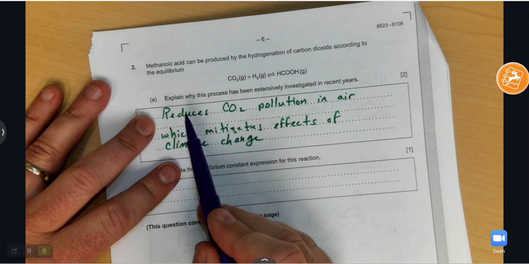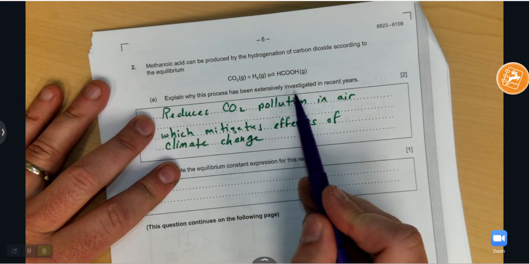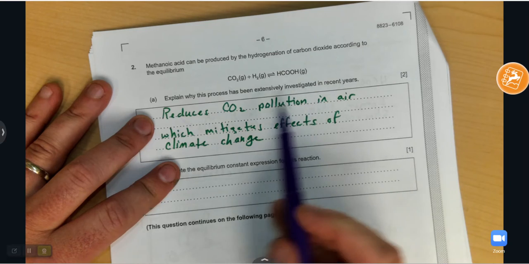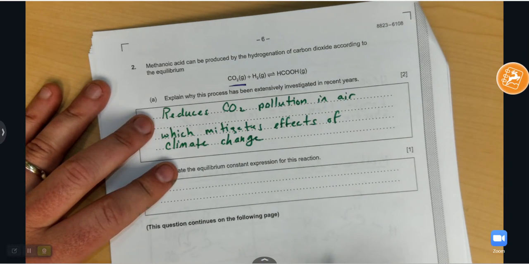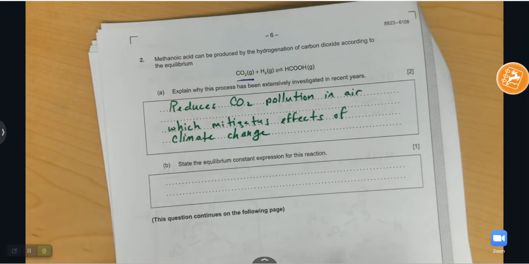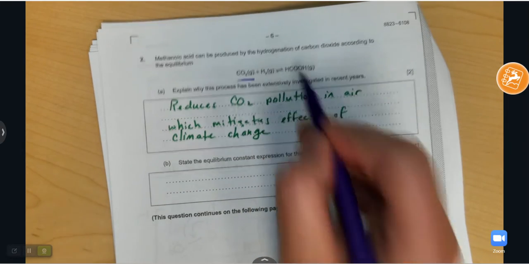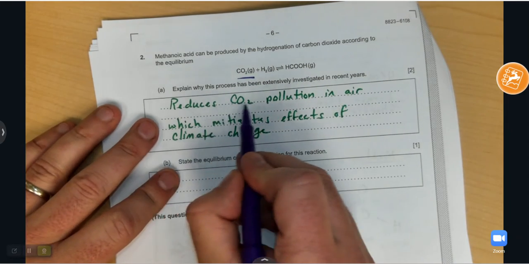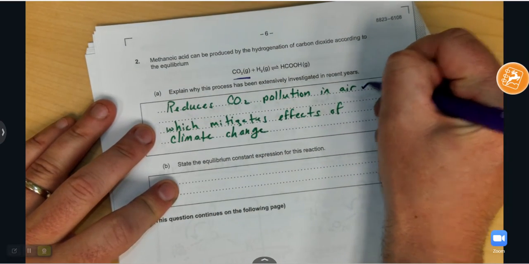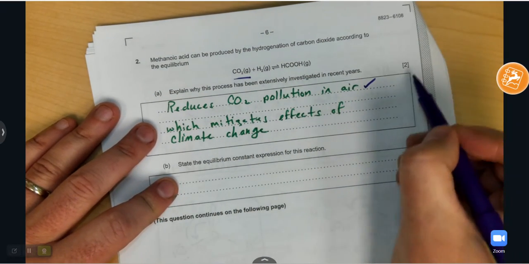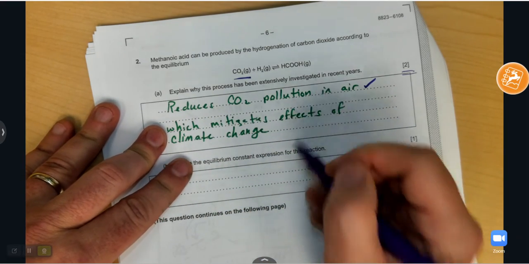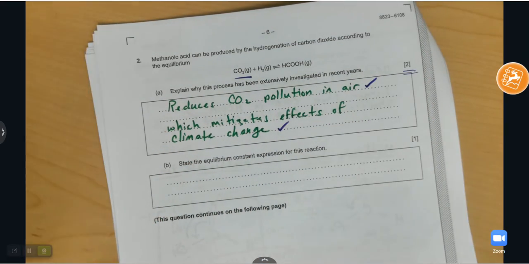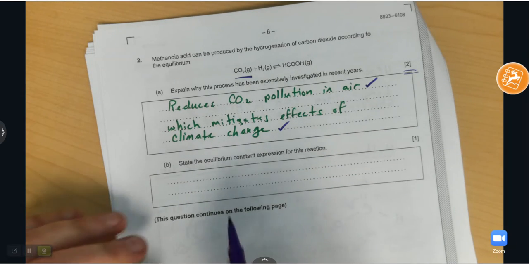So there's our equation. Explain why the process has been extensively investigated in recent years. Well, climate change. Look at this. Gaseous carbon dioxide, which is a primary greenhouse gas, is consumed to make methanoic acid. So that will reduce carbon dioxide pollution in the air. Now, 2 marks here. I don't know if I was a bit which mitigates the effects of climate change. That would probably give you the 2nd mark, but I guess we'll have to see.